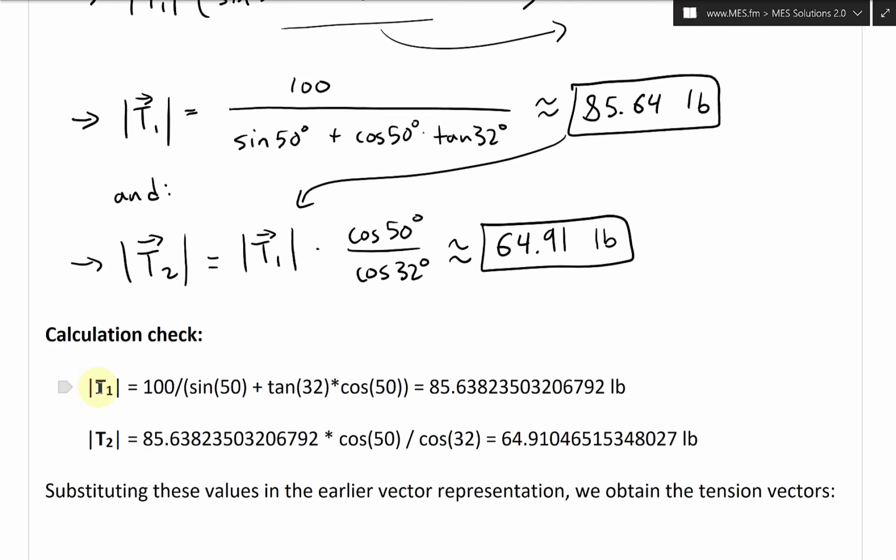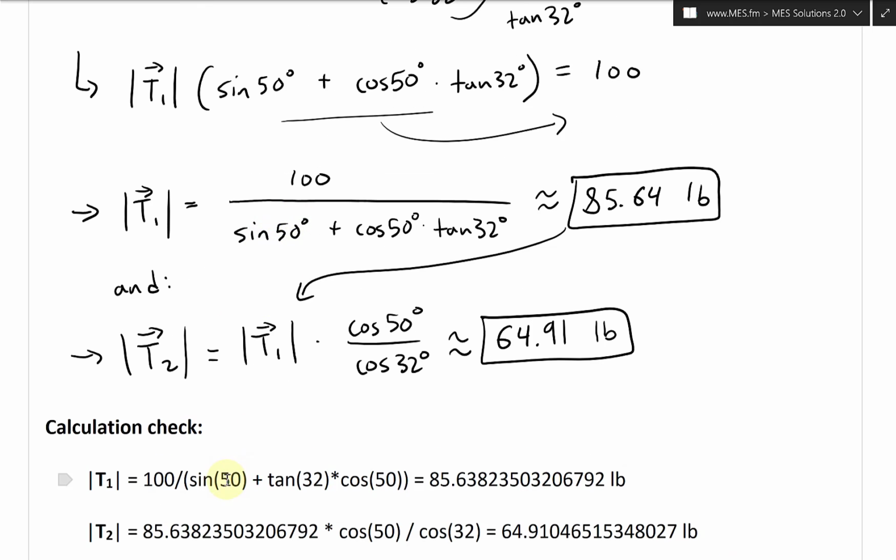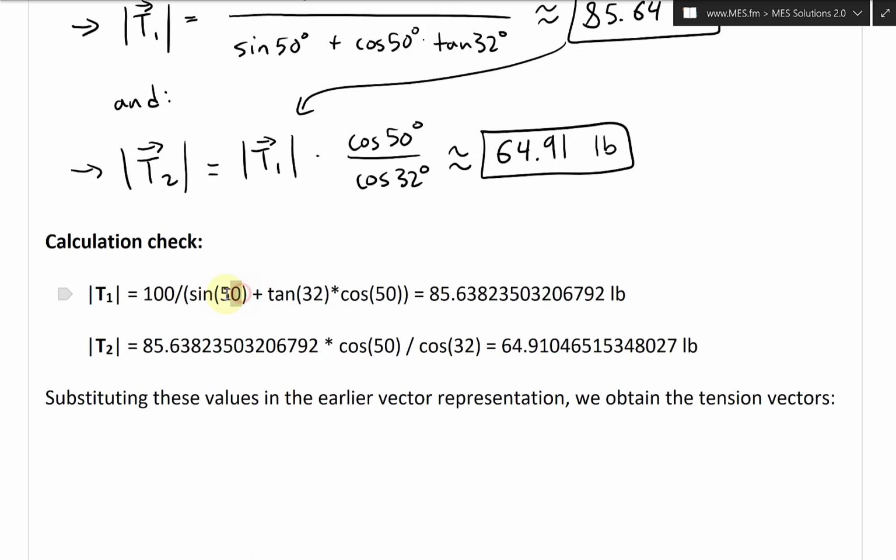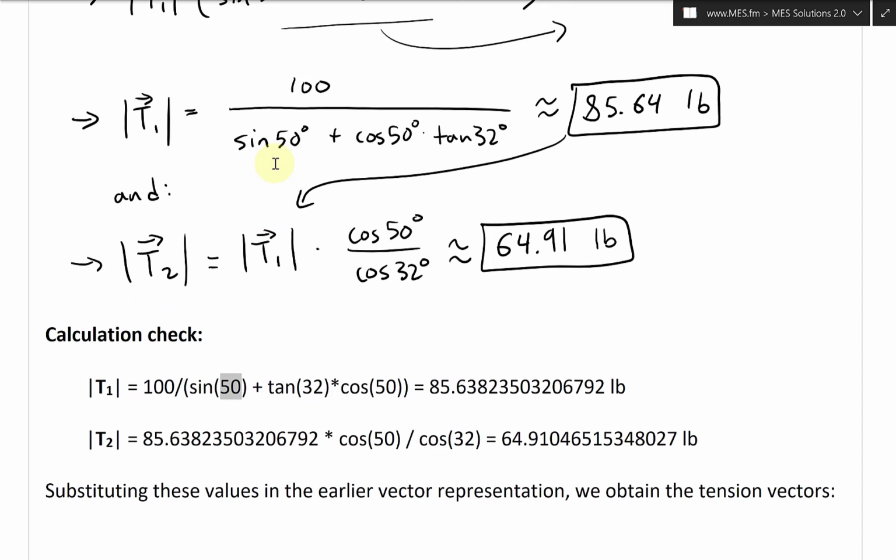So the first one, the tension T1, this equals, and again, this is the magnitude of the tension, so it's always positive here. So this is 100 divided by sine 50 plus cosine 50 times tan 32, equals. I have it in my OneNote calculator that I'm using right now, and its default is in degrees. If I just erase this and press equals space, it automatically calculates to this degree, with that many decimal places, and we have 85.638. So you round that up. I'm going to put a check mark here. So that's right.